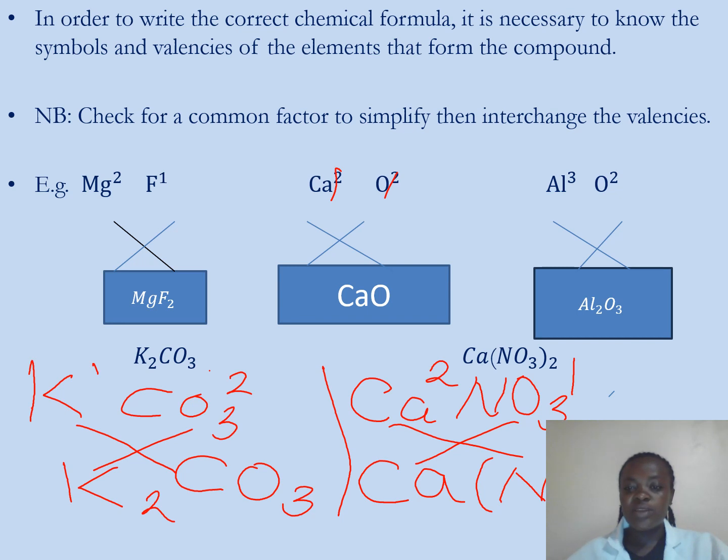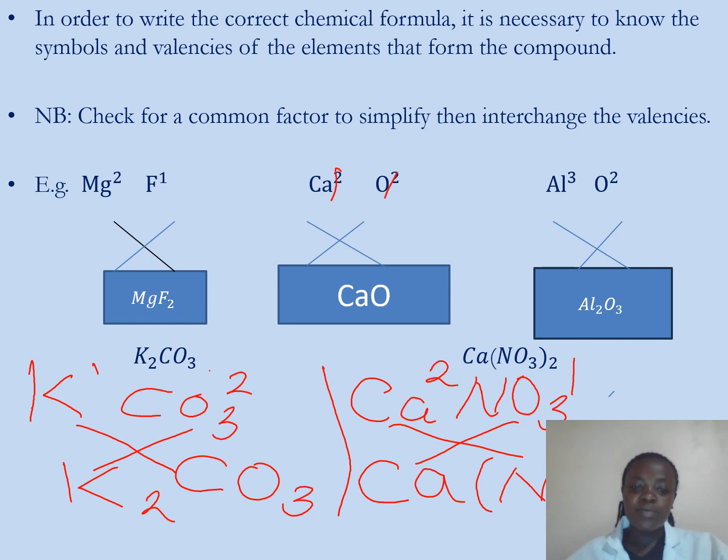So the only thing we need to do is to interchange these valences. So the 3 will go to oxygen and the 2 will go to aluminium. So the compound will be aluminium oxide, and this is how it is written. We have capital A, small l, the 2 there, then oxygen, and then the 3 that came from aluminium.